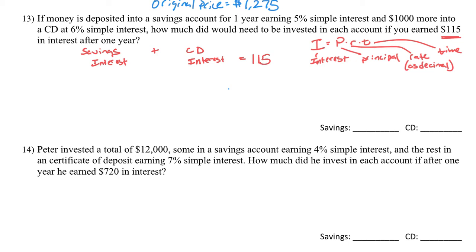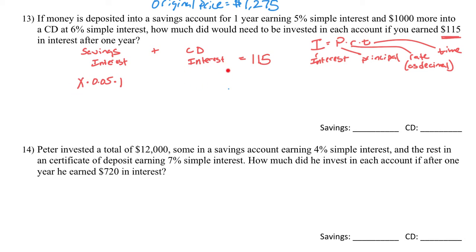So for the savings account, the interest is going to be x times 0.05 times 1 year. Now the reason we had to do x for the principal is because in this problem, it says money is deposited into a savings account for 1 year. We don't know how much money, so we give it a variable. Whenever we don't know a number, we can assign a variable to it. So that's the variable we assign to the savings account.